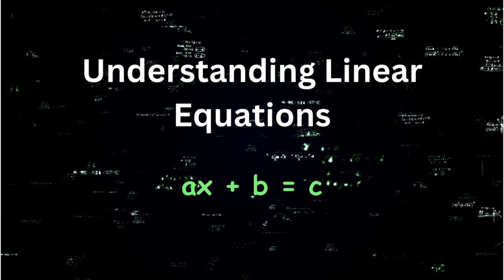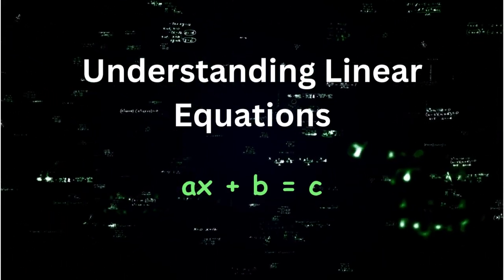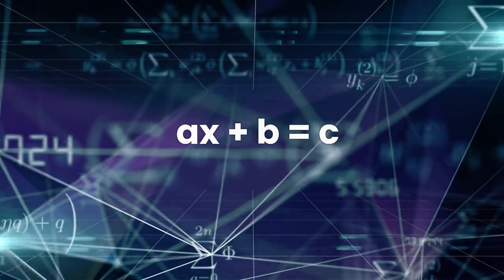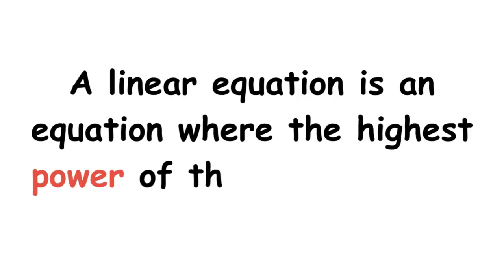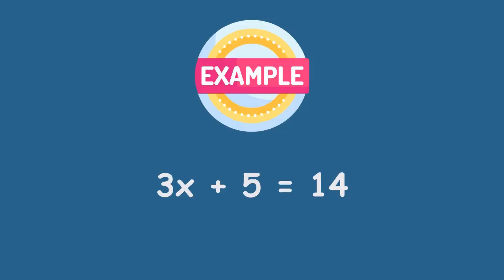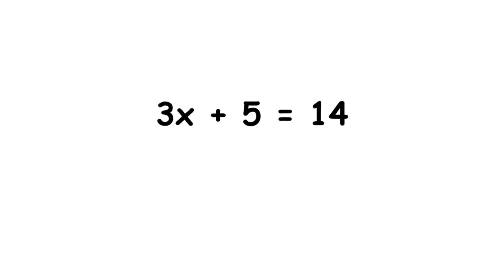Understanding linear equations. Before we start solving, let's get a good grasp of what linear equations are. A linear equation is an equation where the highest power of the variable is 1, as shown in the equation. Let's start with our first example. In this example, we have 3x + 5 = 14. Our goal is to find the value of x. To do that, we'll follow a set of steps for each equation we encounter.